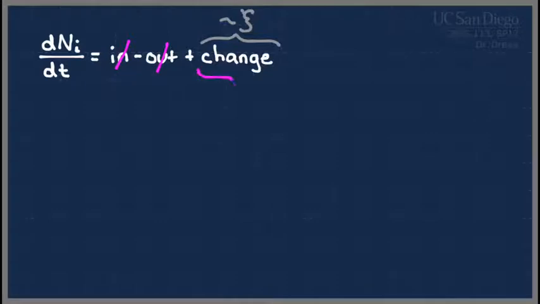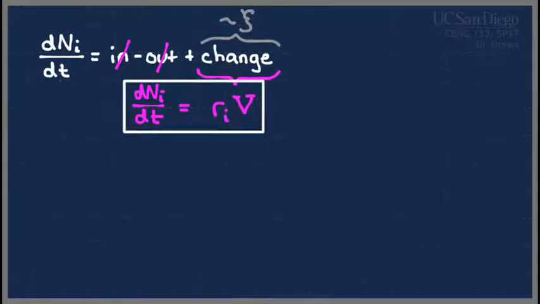So the change term that we have, oh, get it? Remember the new term the other day was all news? The change term is where the change happens. The change term is what we're going to modify here. This will always look like R sub I times V. Every single time, it always looks like R sub I times V. And so that will end up being equal to the rate of change of the moles of I with respect to time.